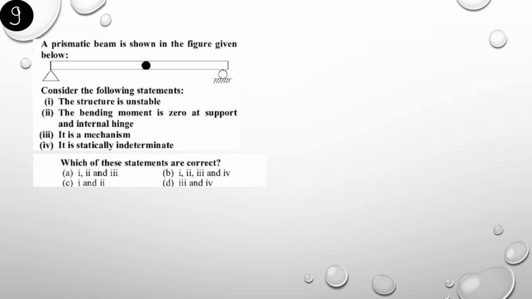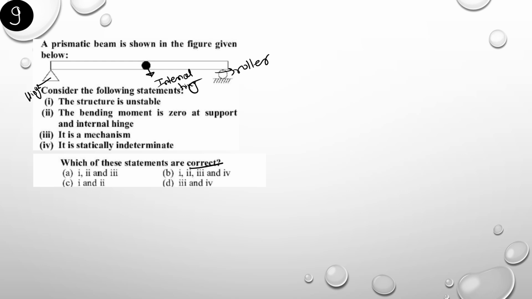Question number 9. A prismatic beam is shown in the figure given below. So this is a beam with an internal hinge. This is a roller support, and this one is a hinge support. Okay, here they ask that consider the following statements. Which of these statements are correct?